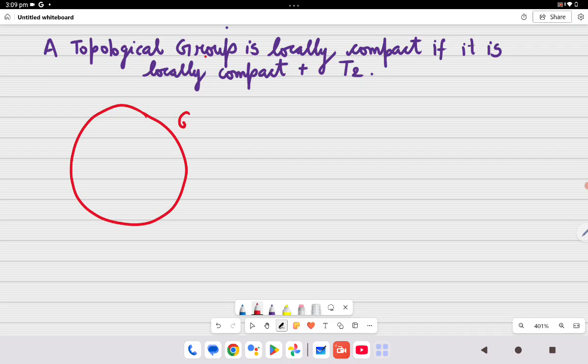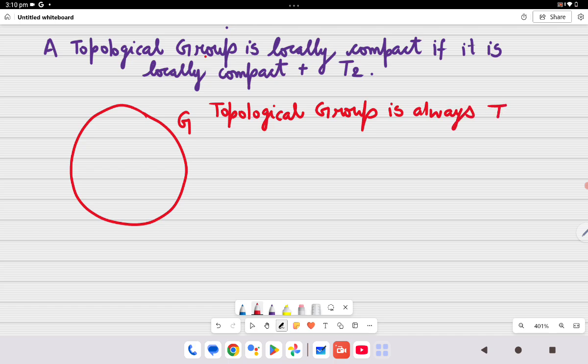So if I have the group G, अच्छा ध्यान देना, if I have a topological group G then it is always Hausdorff। A topological group G is always Hausdorff, ठीक है। तो हमें चिंता करने की जरूरत नहीं है कि वो हाउसडॉर्फ है या नहीं, क्योंकि एक टोपोलॉजिकल ग्रुप हमेशा हाउसडॉर्फ होता है। रीजन क्या है?